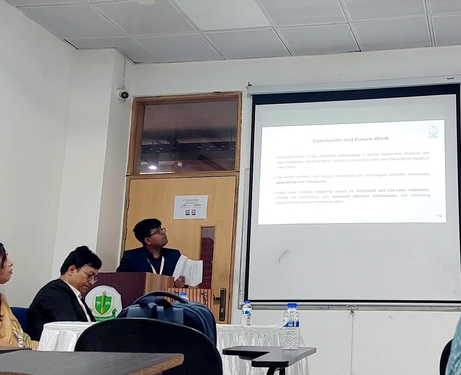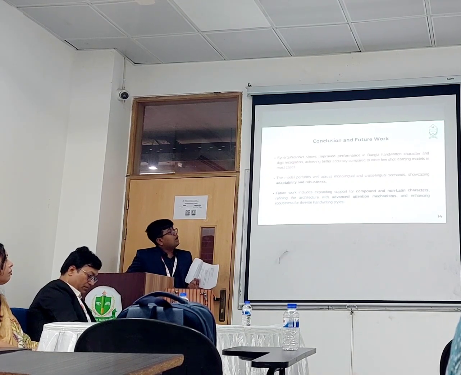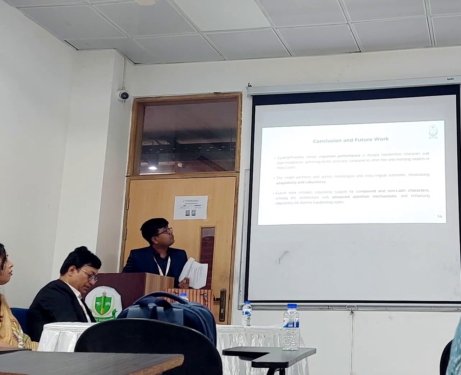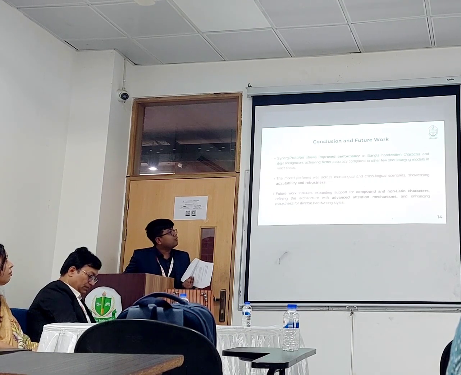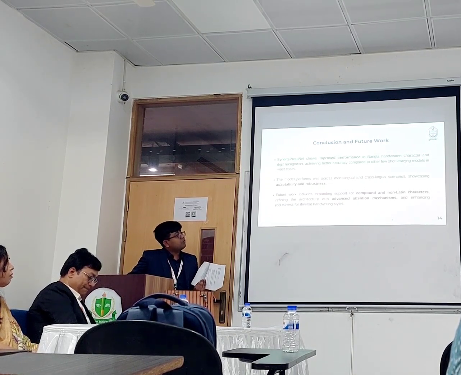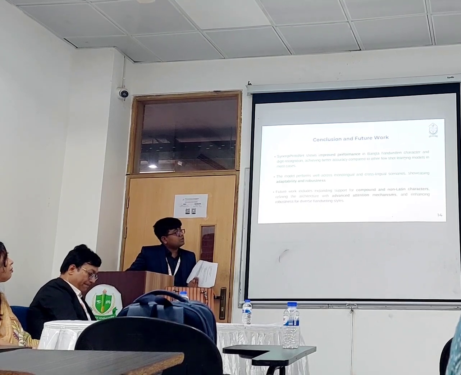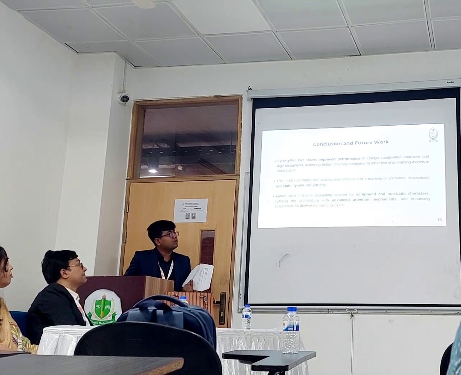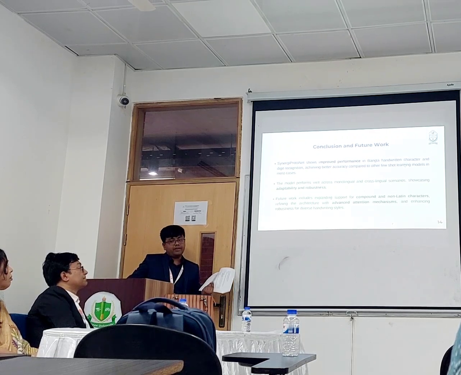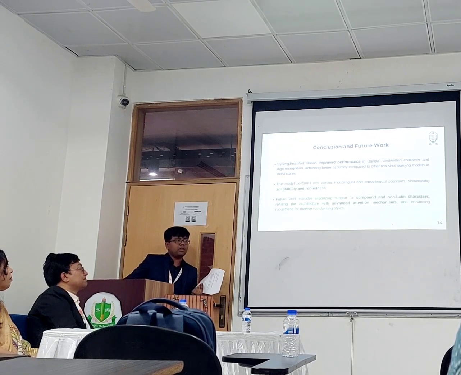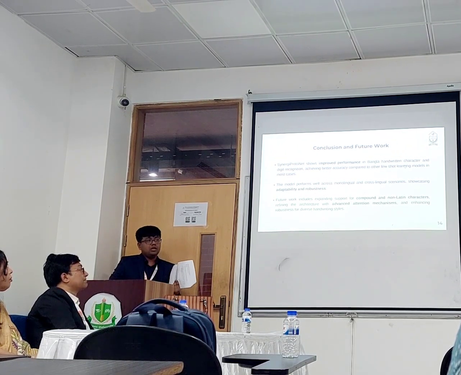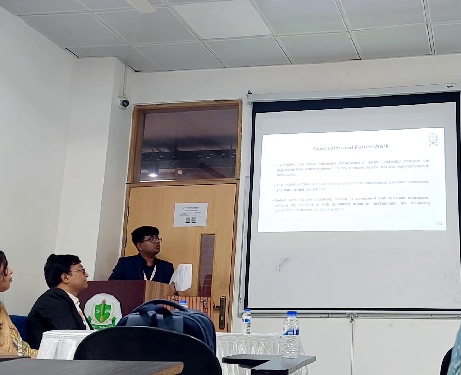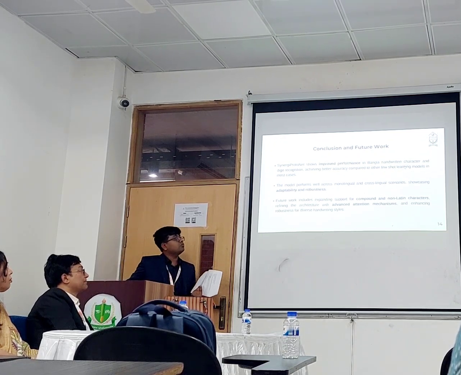So here is the conclusion. Synergy Prototype shows improved performance in Bangla handwritten character recognition. It shows adaptability and robustness. Our future work includes an advanced attention mechanism, whether we can include an attention mechanism in here to enhance robustness to diverse handwriting styles, because different people have different kinds of handwriting styles. So we want to include this in the future.